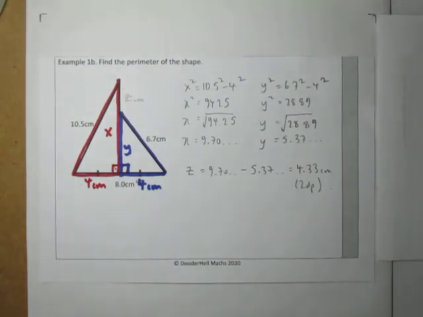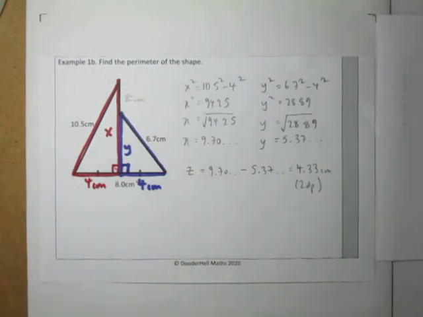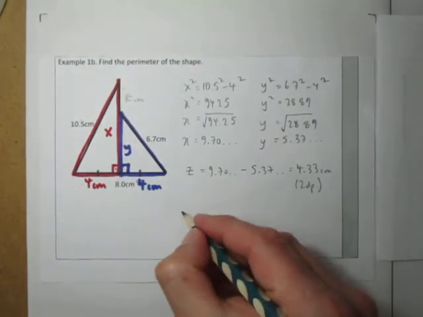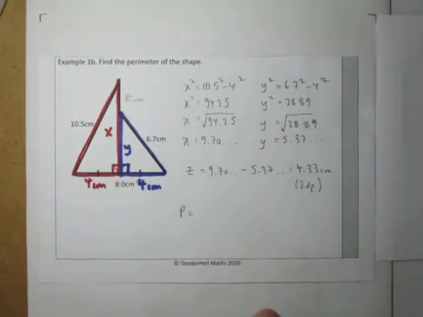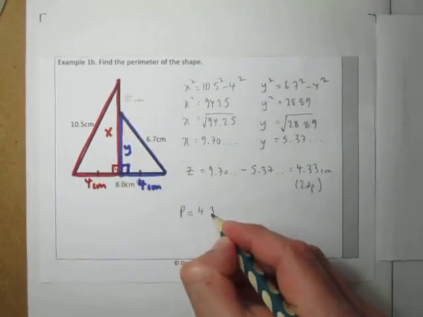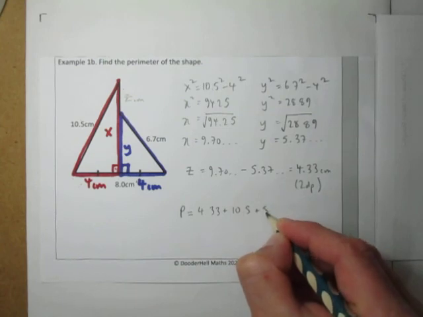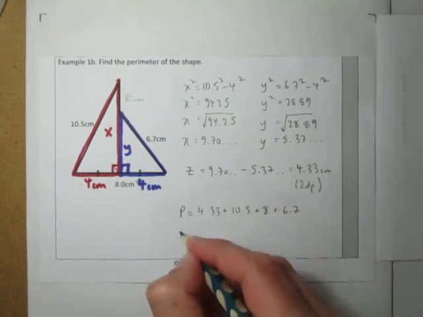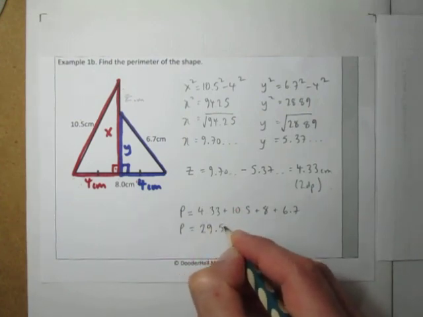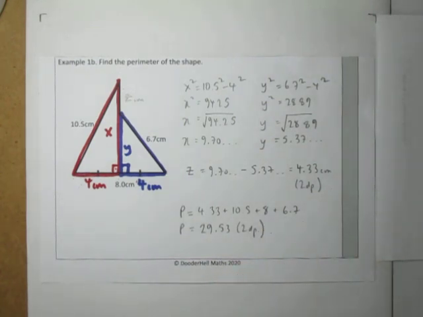However, at this stage I still haven't answered the question. The question says find the perimeter of the shape. So I have found this missing side length here, but to find the perimeter I'm going to have to add all of these values together. So I'm going to start here with z, which I know is 4.33, add 10.5, add 8, add 6.7, add all those measurements up, and you should end up with a perimeter of 29.53, again to 2 decimal places, which is the final perimeter of the shape.